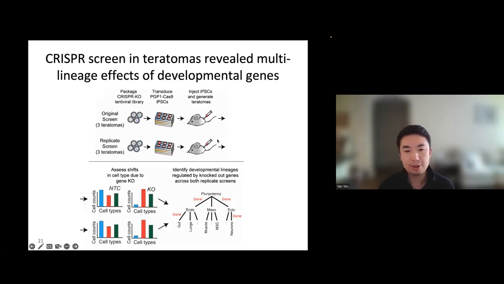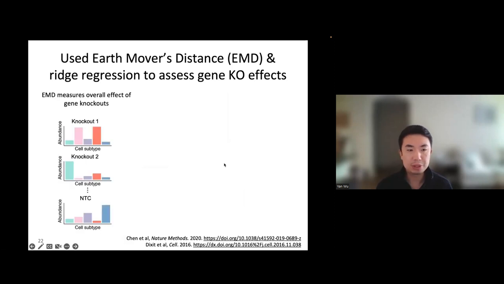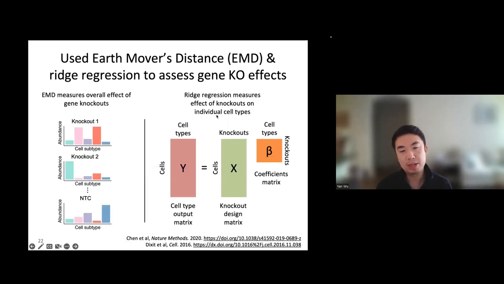We then used our single cell RNA-seq pipeline to look at shifts in cell type abundance that resulted due to gene knockout. So we're looking at the shift in cell proportion between the non-targeting controls and the knockout. And the goal was to identify developmental lineages that were regulated by these knockout genes that were consistent across both replicate screens. So just really quickly, we did two types of analysis. One analysis measured the overall effect of gene knockouts, and one measured the effect of knockouts on individual cell types.